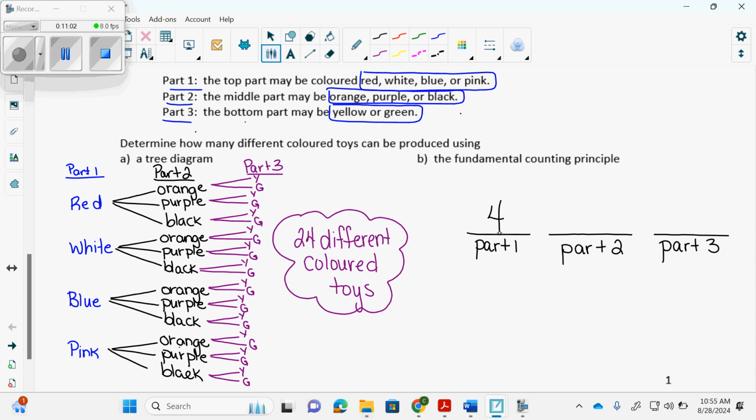Does that mean I'm picking all four of them? No, I'm picking one. Every blank you write for the fundamental counting principle means I'm picking one out of four, okay? So I'm picking one color out of four. Now this blank, I'm picking one out of how many? Three. And this one, I'm picking one out of how many? Two. So this is actually the number of different options.